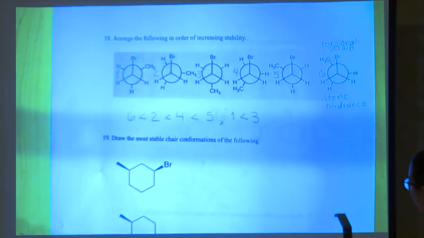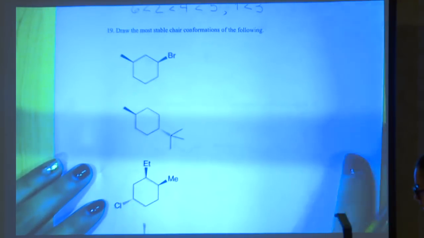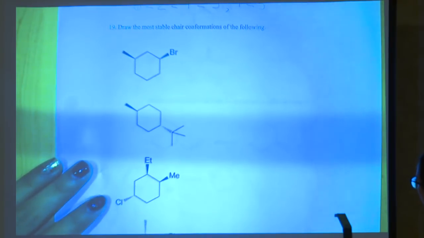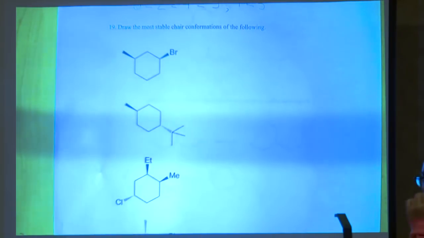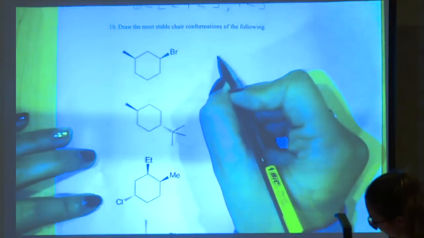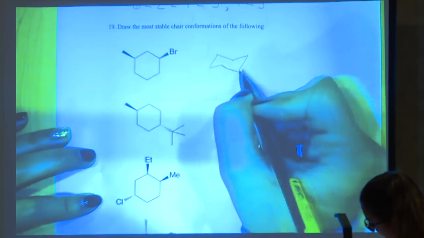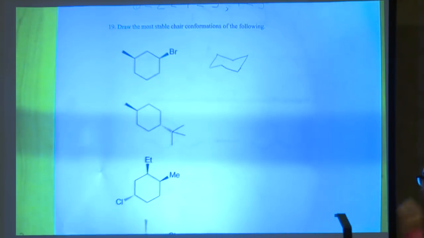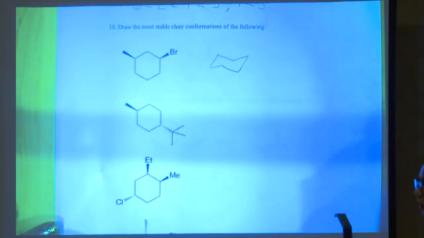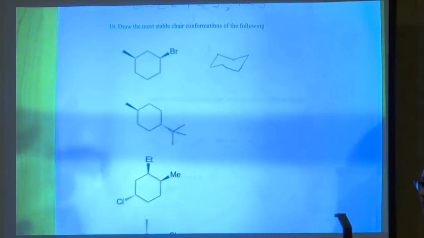Awesome. So now let's draw onto chair conformations. Let's draw the most stable chair conformation. Okay. Br would be equatorial, right? Because that would definitely be more stable. The Br? Yeah. Which equatorial? Well, what does that look like? Well, it looks like it's on the tip top of it.